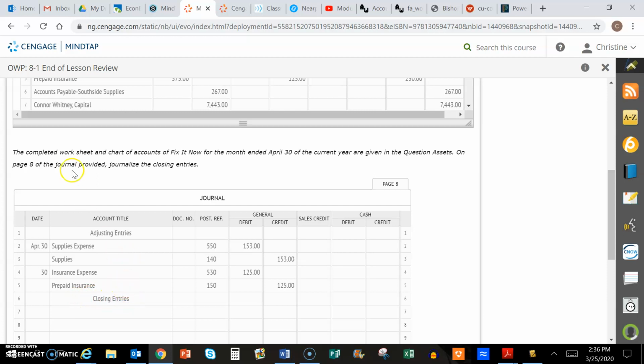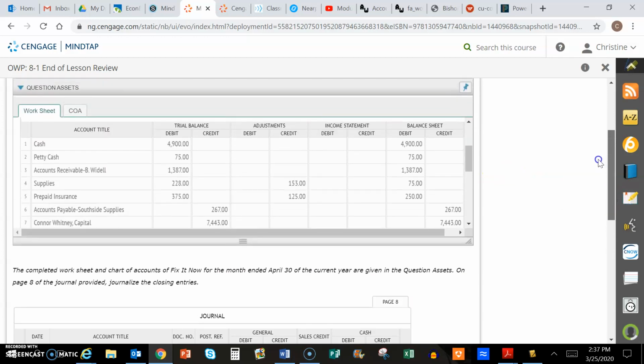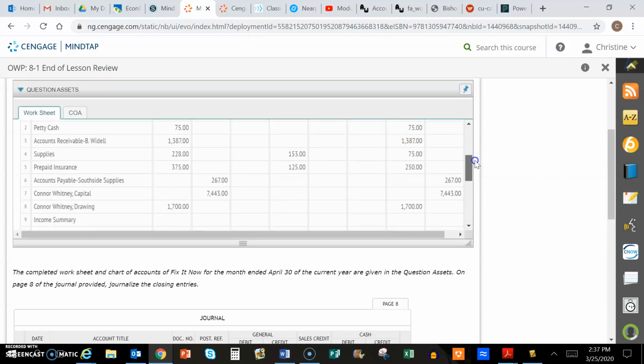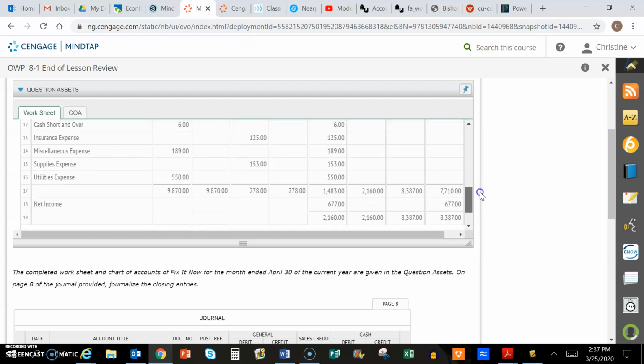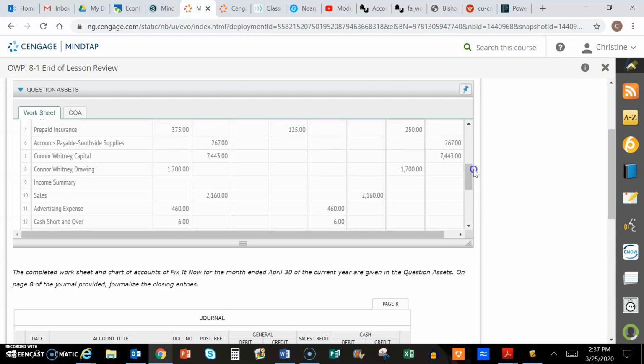Okay. This says the completed worksheet and chart of accounts of Fix It Now for the month ended April 30th of the current year are given. On page 8 of the journal, which is important for when we post, journalize the closing entries. So again, we're getting all the temporary accounts to zero. The temporary accounts are anything that shows up on the income statement, so your sales and your expenses, and we're also recording our net income, and we're also closing the drawing, which is considered a temporary account because that owner will draw money out of the business as he or she feels fit.